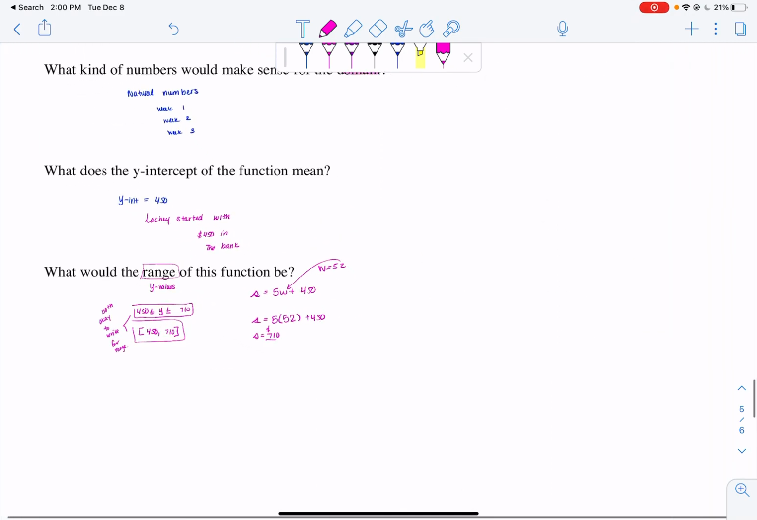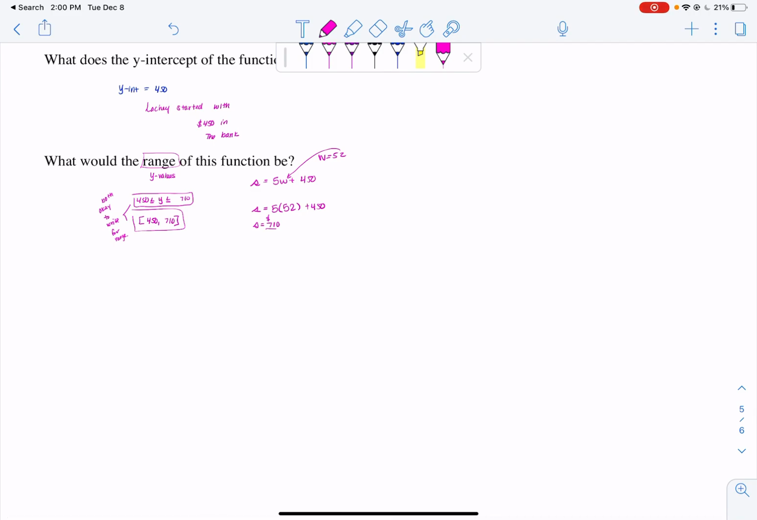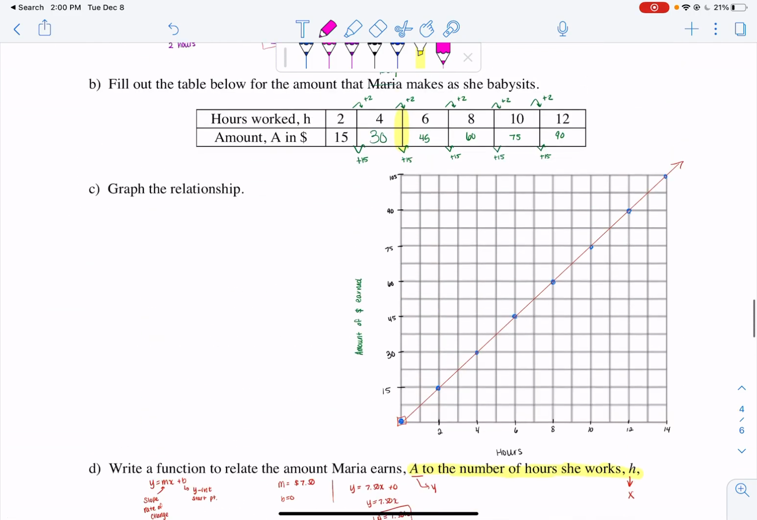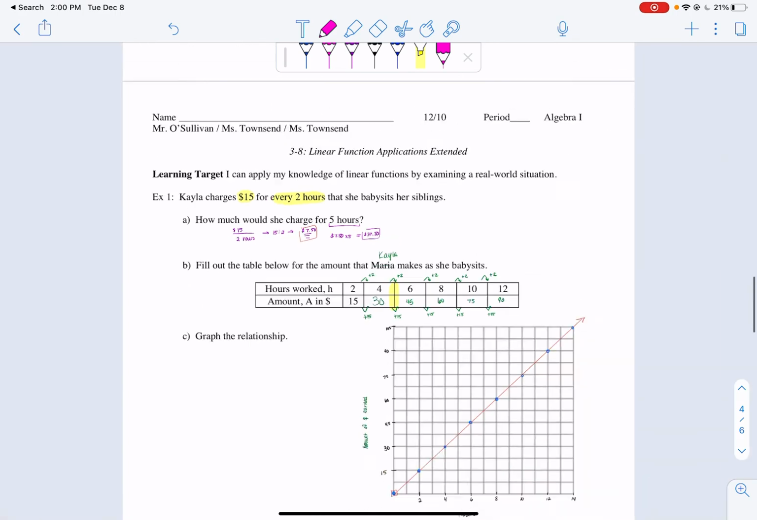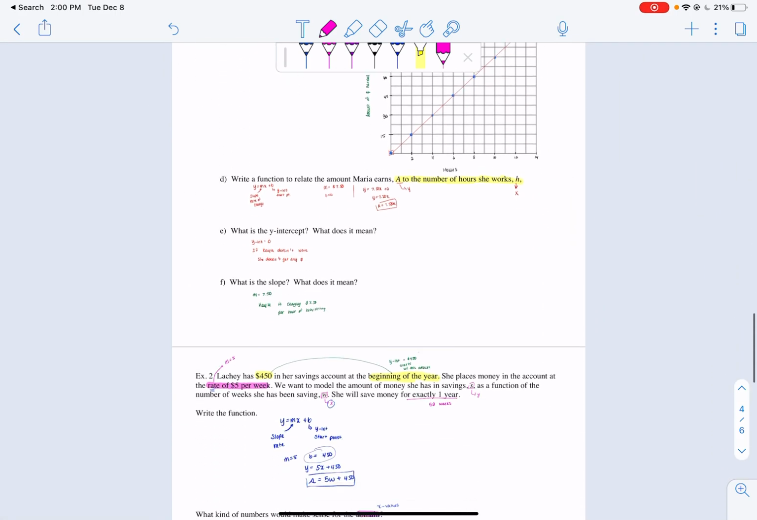And again, these are just linear function applications. You're not always going to be asked these exact questions. You could be asked similar ones, or a little different ones, but overall they're the same level of difficulty.